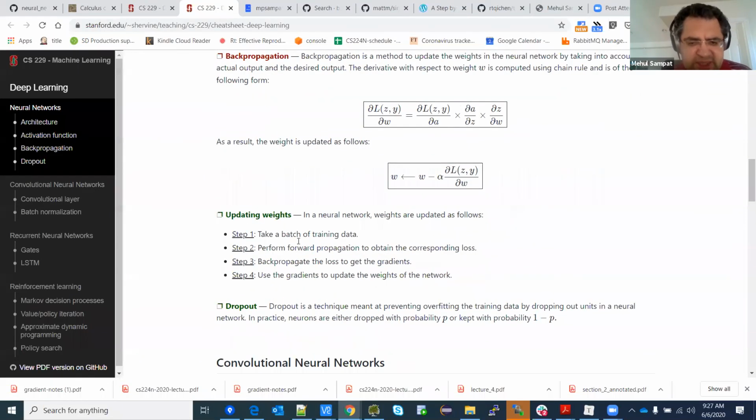And basically the recipe, right? If you were to write this on your own, you actually just need these 4 steps. You take a batch of training data, perform the forward pass, compute the losses, backpropagate and get the gradients, and then update the weights of the network using this equation. So I thought this resource was really nice.